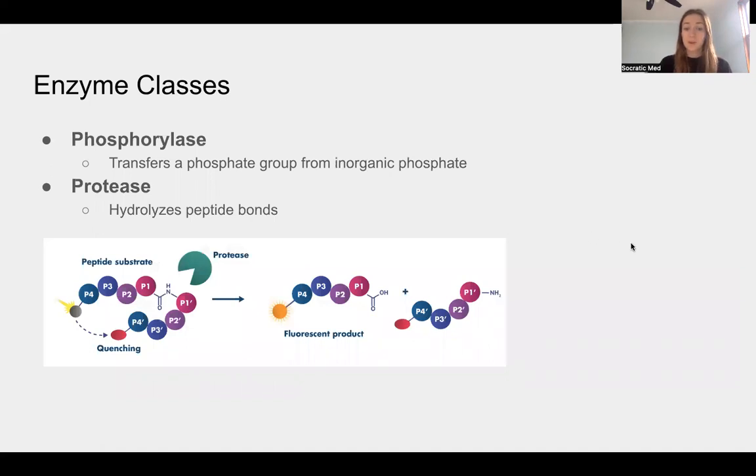Yeah. So those are all the classes. Here we have a picture just of a protease. See, it's clipping this peptide bond here. And we end with these two separated peptides.